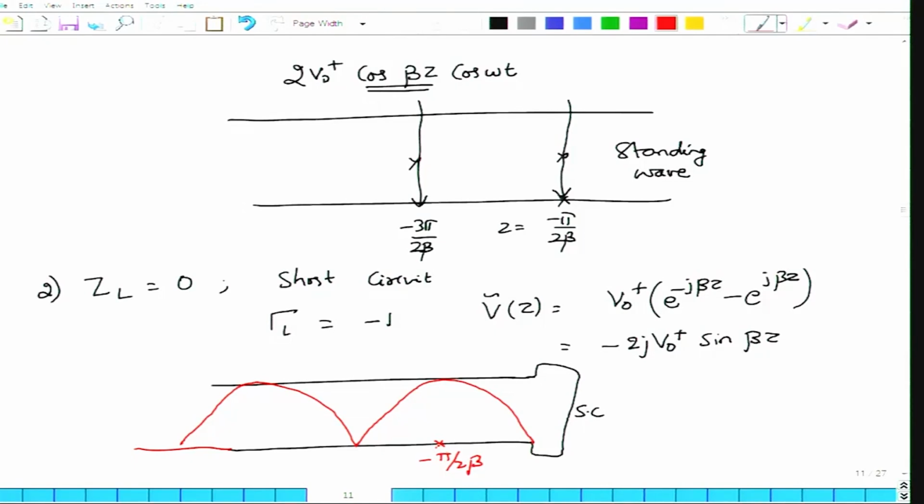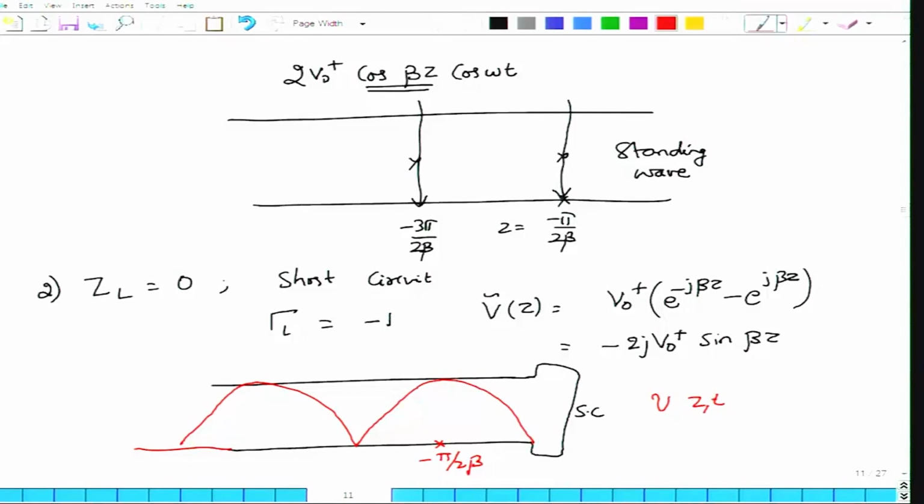This is the location of the first maximum when I terminate the transmission line with a short circuit. Previously, this was the location of the first minima when I had terminated the transmission line with an open circuit. I will leave it as an exercise for you to find out what V(z,t) is. From the phasor you should be able to find V(z,t), and also find out whether you get a standing wave or a travelling wave as a result of this.